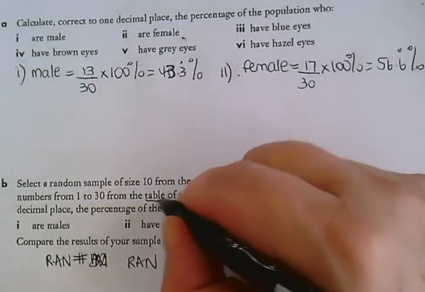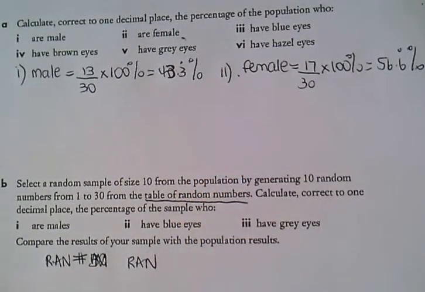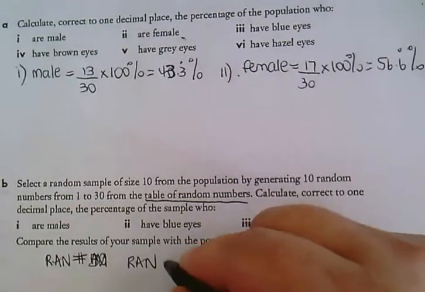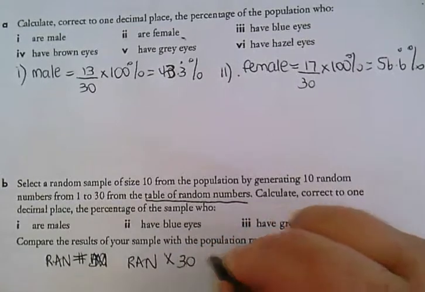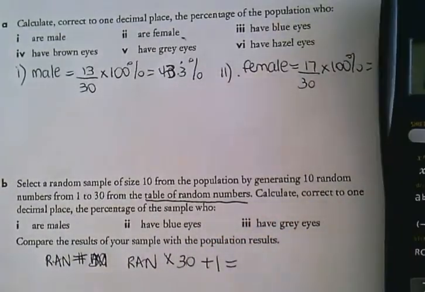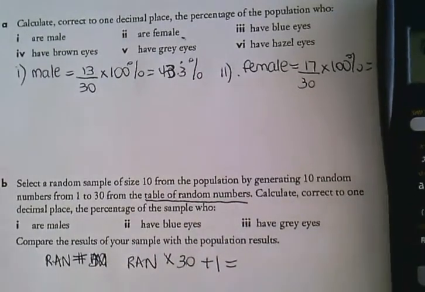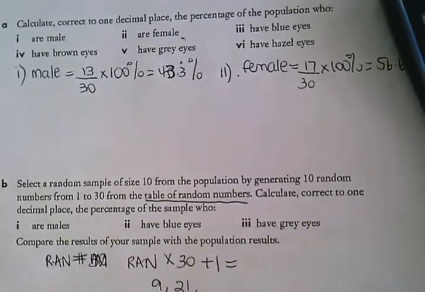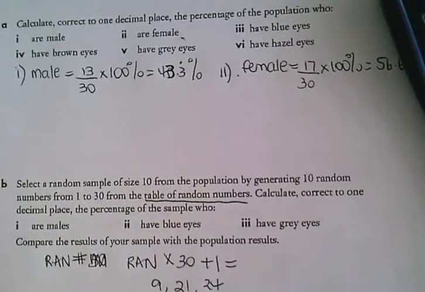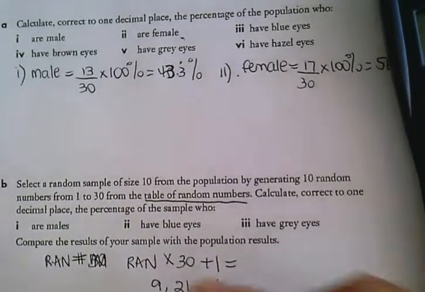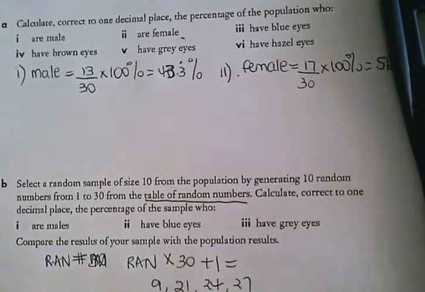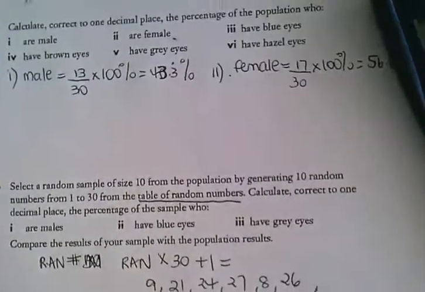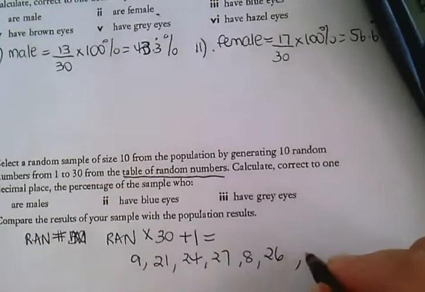If we use the table of random numbers, I've got to be careful because anyone over 30 I would disregard. Actually, I'm just going to do one on the calc. So random times 30 plus 1 equals. I get 9, 21, 24. I'm just going to keep going. 24 again, I ignore. 27, 8, person number 26, person number 24, 23.